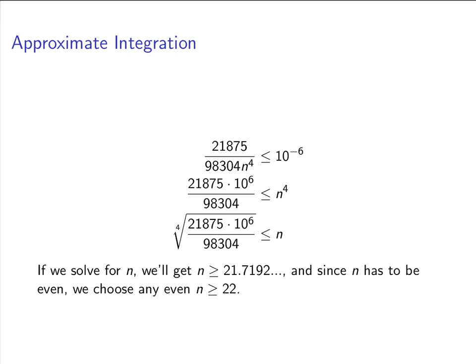Now, n has to be an even number when using Simpson's rule, so we'll choose any even value of n that's bigger than 22. If, for example, this number had worked out to something like 20.71, then we'd still have to go up to 22 because we can't stop at 21. When we're using Simpson's rule, we have to have an even number of subintervals.